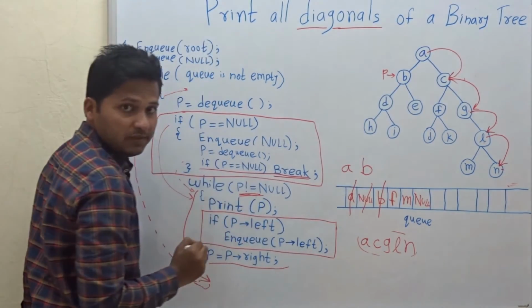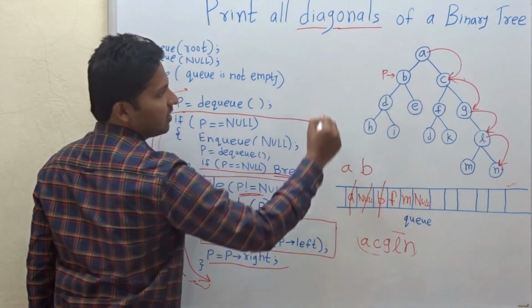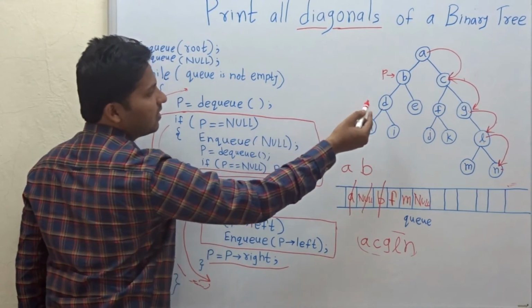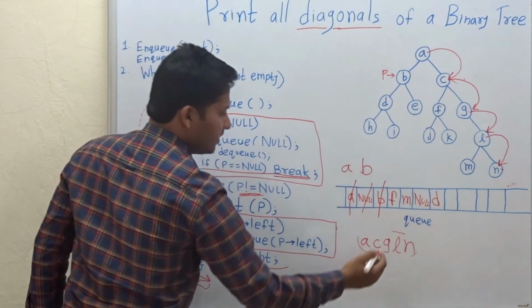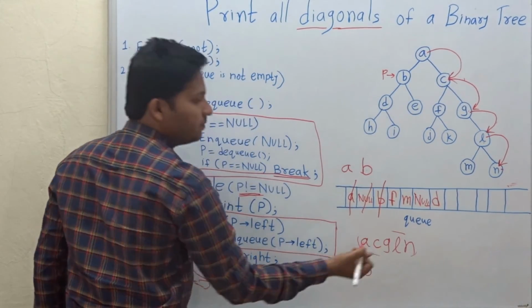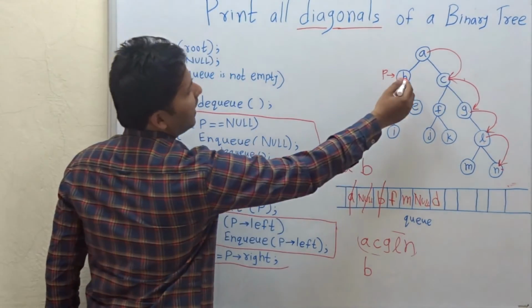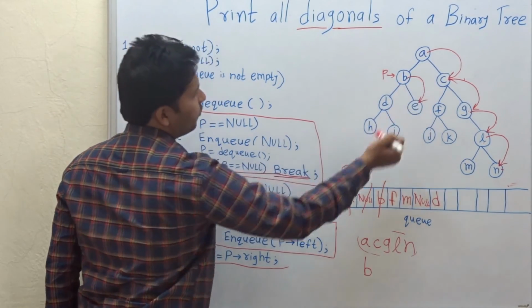P is pointing to B. Yes. Check whether it has a left child. Yes, it has the left child. So enqueue the left child, then print B and move to the right child of B.